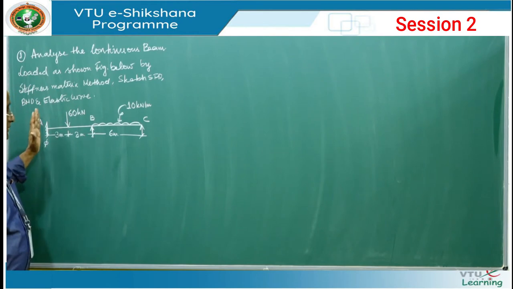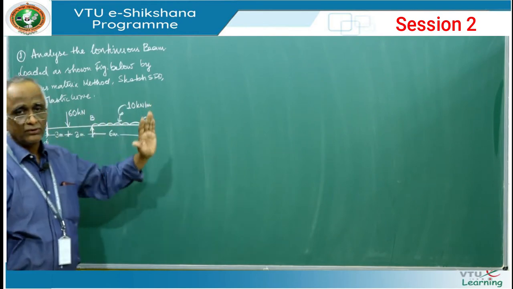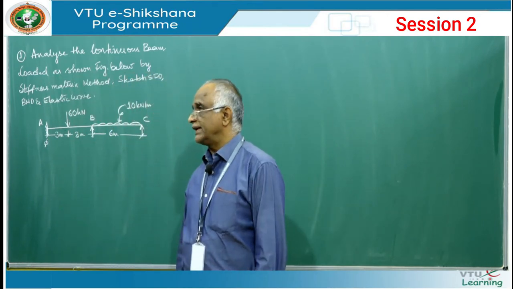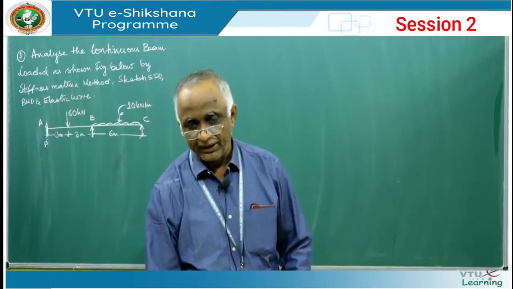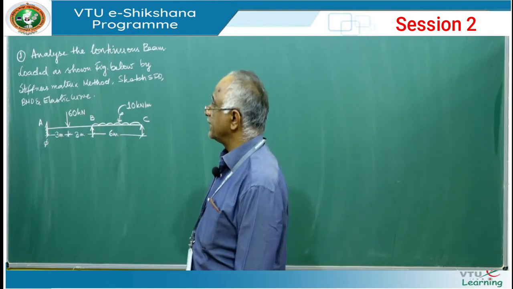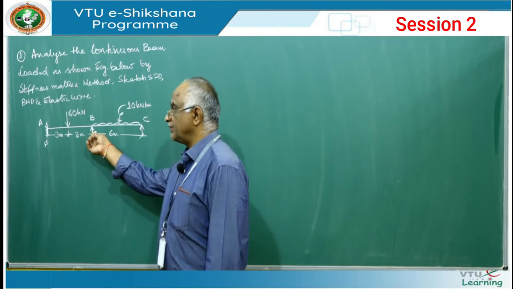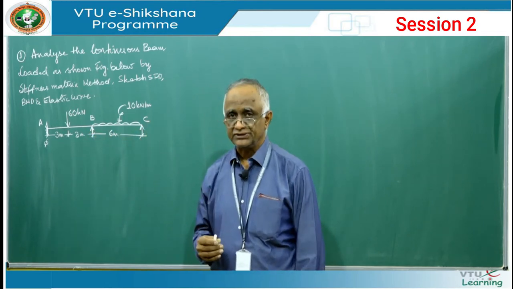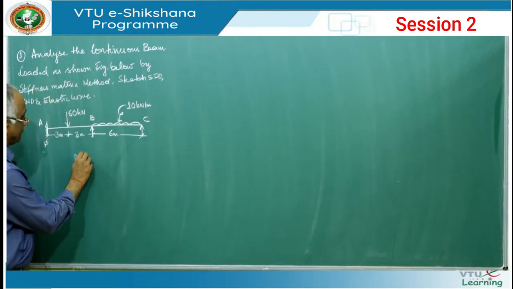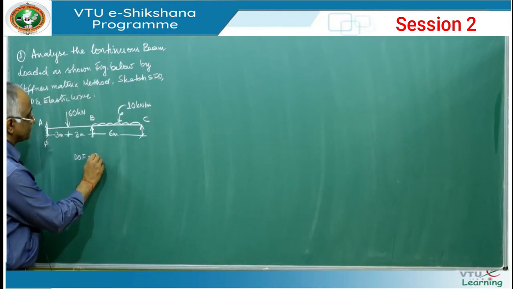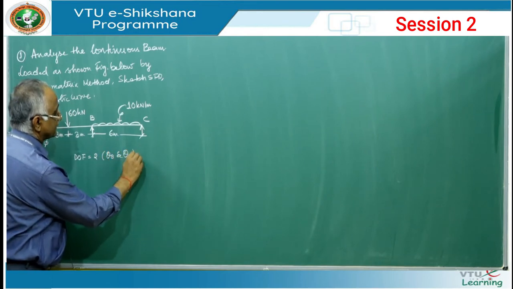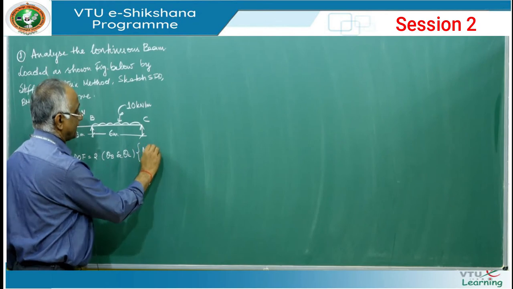Since we assume that support A is fixed, there will be no horizontal translation of the member ABC. So we neglect the horizontal movement of the beam in the axial direction. Once you neglect it, you get only 2 degrees of freedom: the rotation at B and the rotation at C. So for this problem, the degrees of freedom equal 2. They are nothing but theta B and theta C.